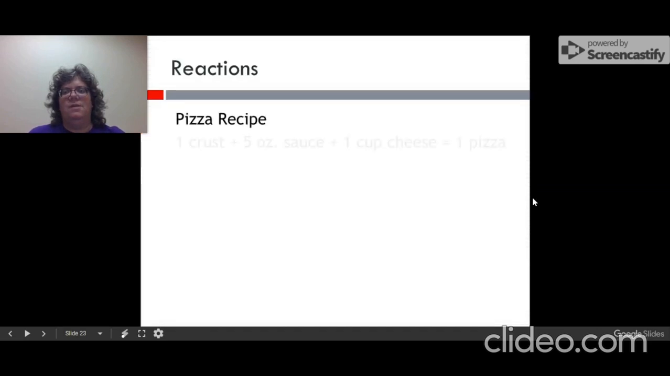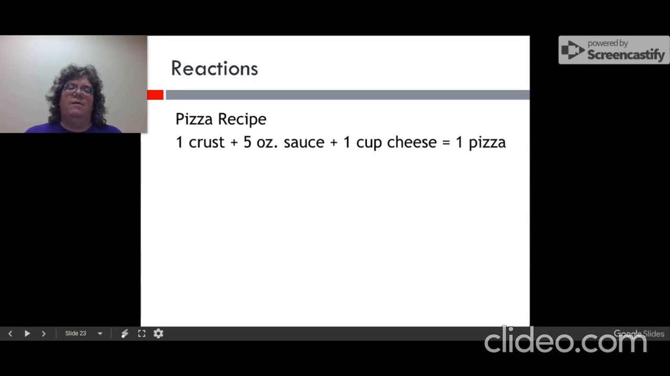Let's start out with something that's a little bit easier than a chemical reaction. Let's start out with a pizza recipe. It all works out the same way. If this is our recipe for an easy cheese pizza, basically 1 crust, 5 ounces of sauce, and 1 cup of cheese is what is needed to make one pizza.